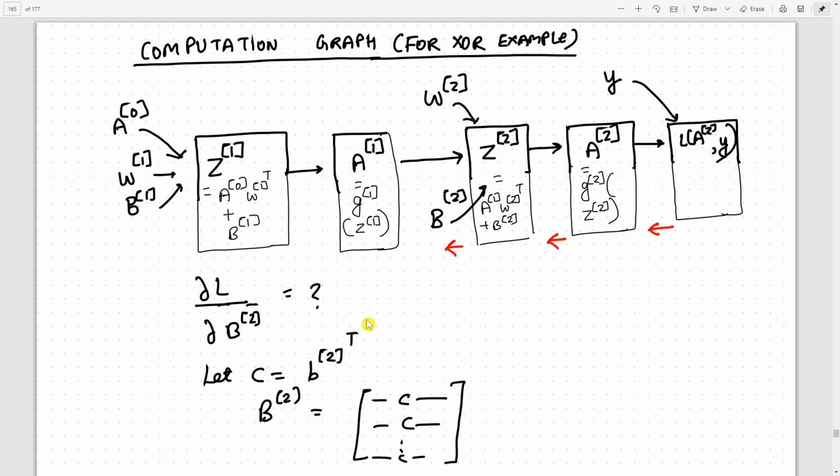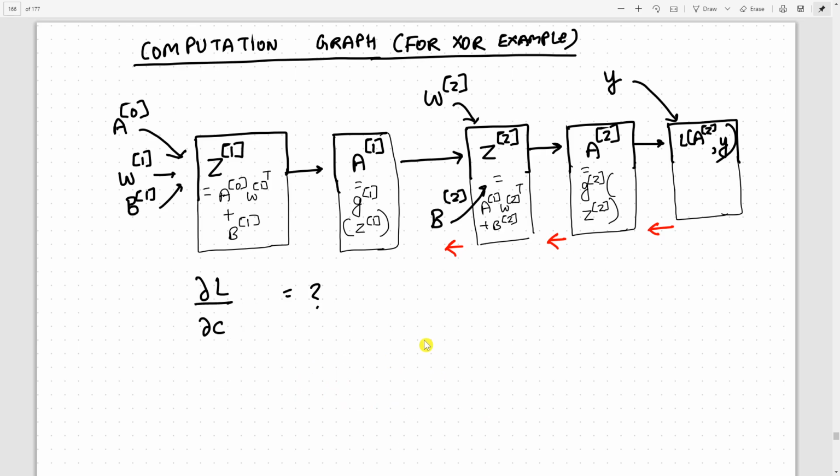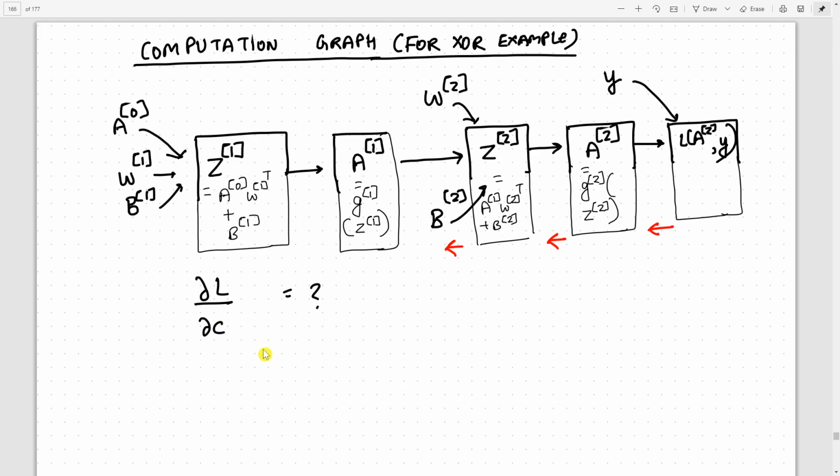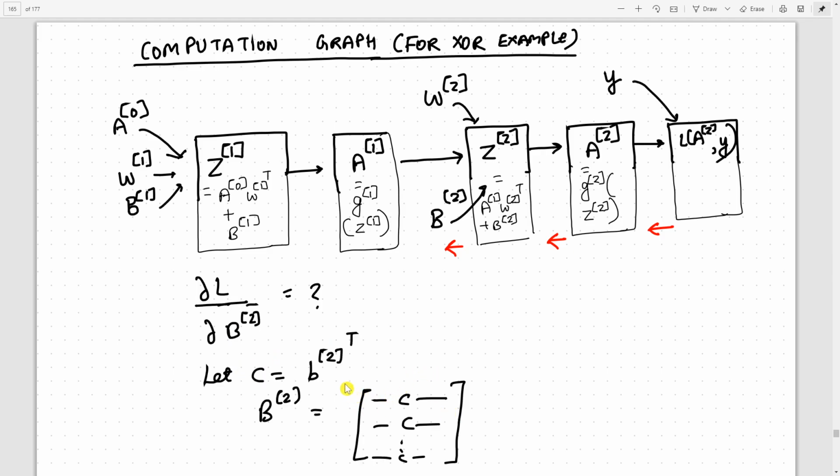Once we've written B2 in this particular format, in essence we want to compute the gradient with respect to C or with respect to B2. Computing with respect to capital B is as such not required, because C, or B2 transpose, is repeated throughout this matrix. All we want is to compute the gradient with respect to one of these rows, which is just B2 transpose, right? So we want to compute del L by del C, and as before we can use the chain rule and write this down. C is B2 transpose. B2 is of the shape n2 cross 1, where n2 is basically the number of nodes in layer number 2. So C is of the shape 1 cross n2, right?